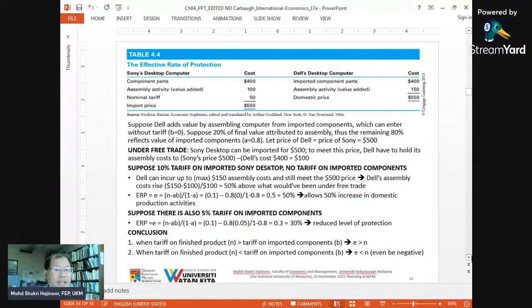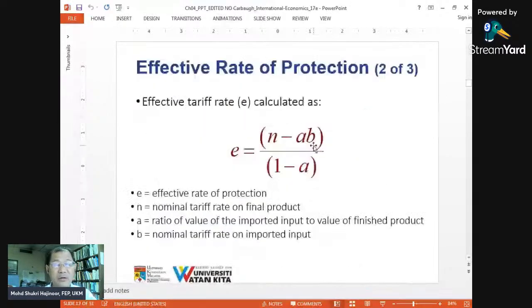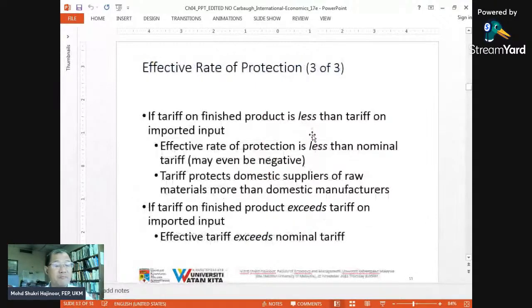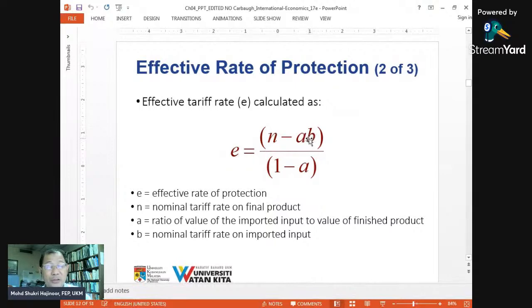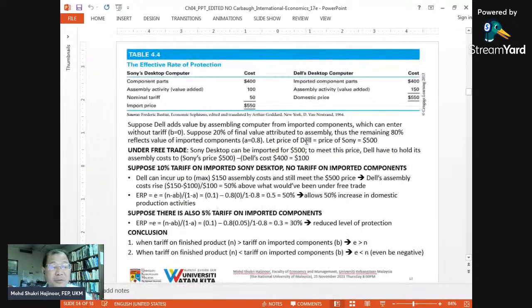Here is the example. Suppose Dell adds value by assembling computers from imported components, which can enter without tariff. B is the rate on the imported input. B is 0, no tariff for imported input. Suppose 20% of final value is attributed to assembly, thus the remaining 80% reflects the value of imported components. So A is 0.8.